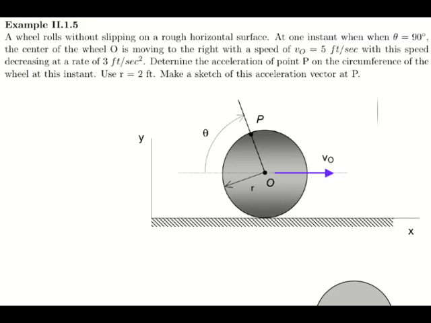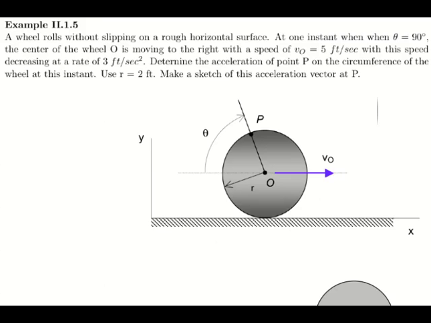In this example, we have a circular wheel which is rolling without slipping to the right. We know that the center of the wheel O has a speed of 5 feet per second. That speed is decreasing at a rate of 3 feet per second squared.